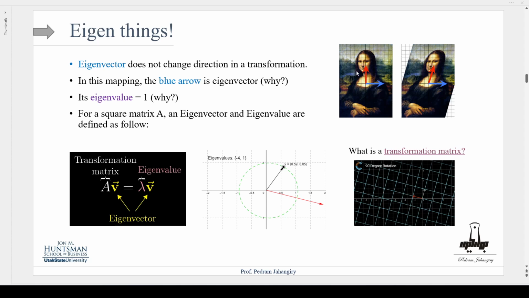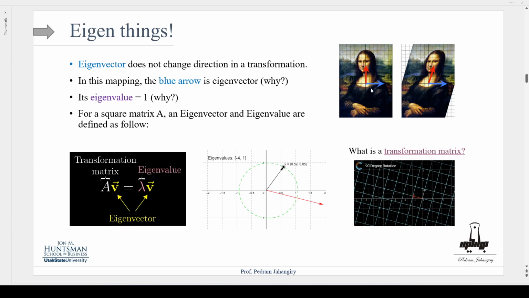Look at this picture. Let's say I apply some transformation, going from this one on the left to this one on the right. I'm showing two arrows here, the blue one and the red one. I want you to pay attention to what happens to the blue one and the red one after we apply that transformation. The blue one is going to remain the same. The red one is kind of rotated, right?